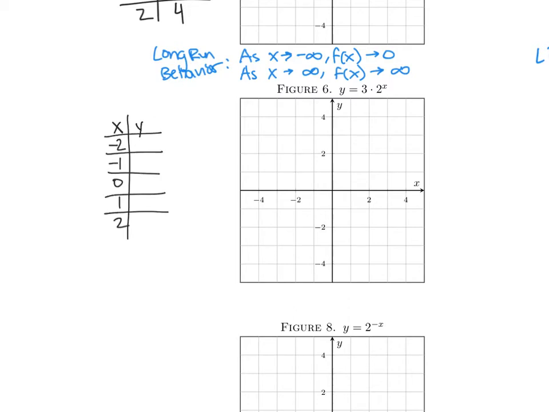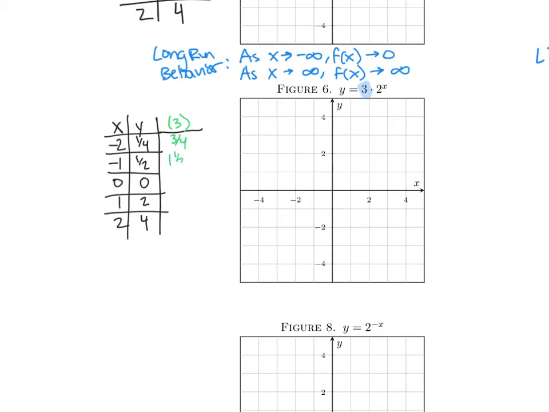Now, when we take a look at this, we now have an a value out in front, and I'm going to highlight that. We have an a value out in front right there, and that a value is a vertical stretch. So we're going to take all of our y values and multiply them by 3. So our y values are 1/4, 1/2, 0, 2, and 4. And we're going to take all of these values and multiply them by 3.